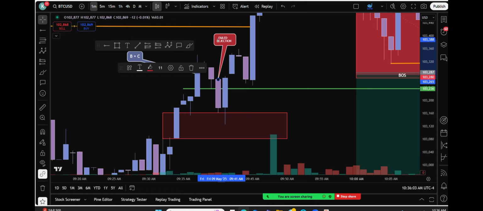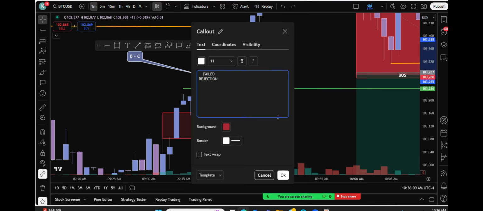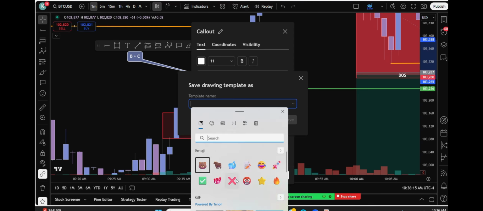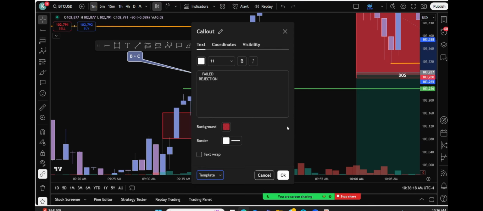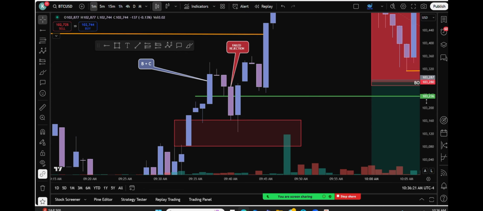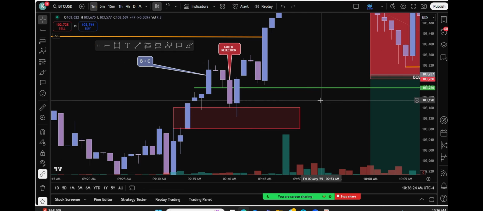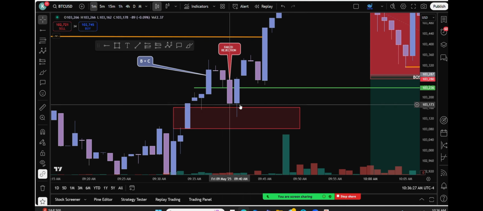So failed rejection, let's make it look right. Put that in the middle, just how I did it. Cool, it's 11. So when we save that, we want it to be an X, because we know if it's an X, we shouldn't be trading. Cool. And now we have something below that, just following our trend.